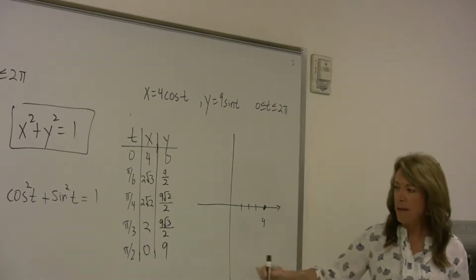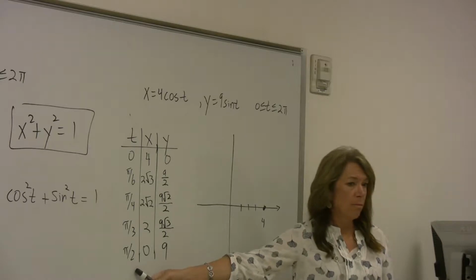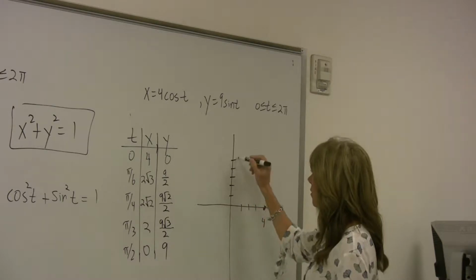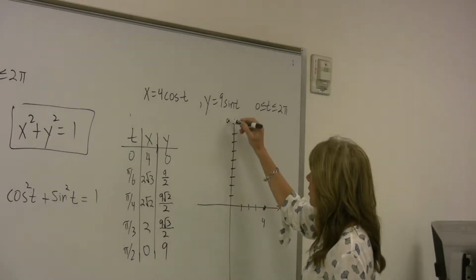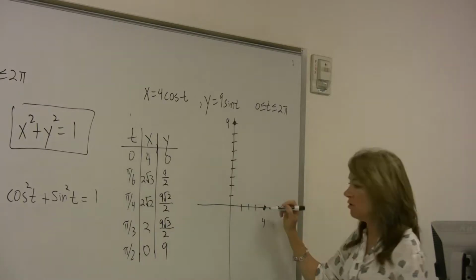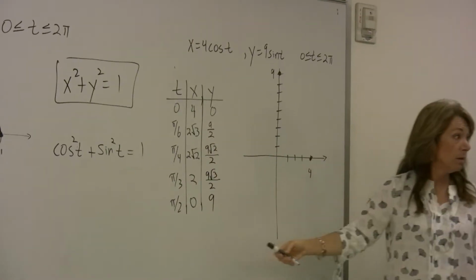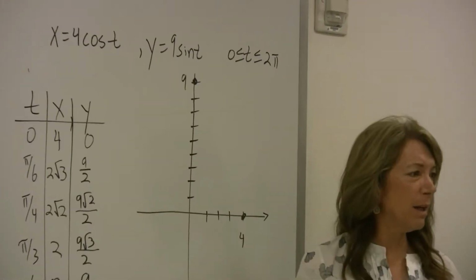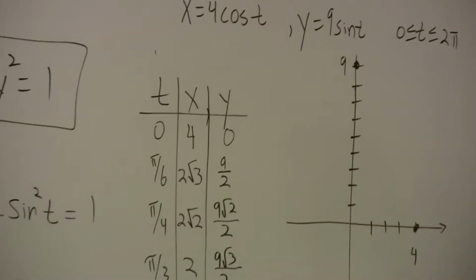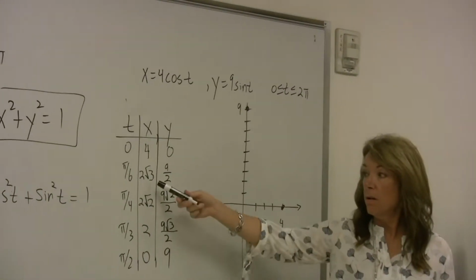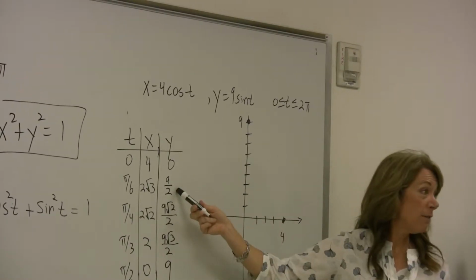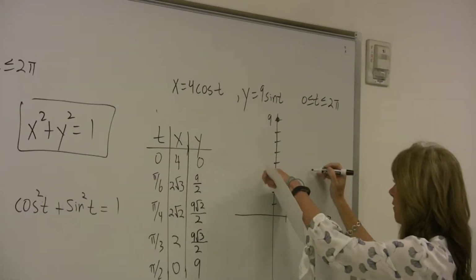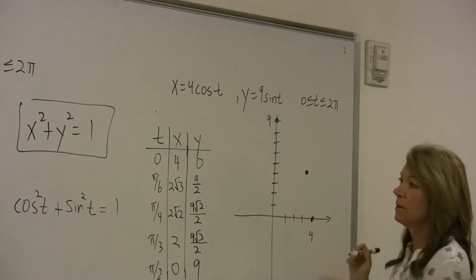Where am I going to end up by the time I get to pi over 2? 0, 9, so I need to go all the way up here to 9. So I'm starting here, just from this table, starting here and stopping there. And if we take these in between, someone have their calculator handy? What's 2√3 approximately? The decimal. 3.46. So almost 3.5. This is 4.5. So 3.5, 4.5 is about here.